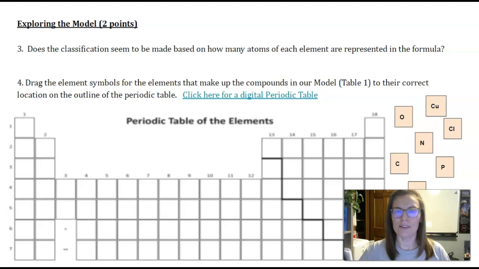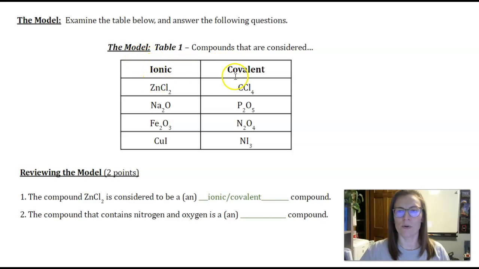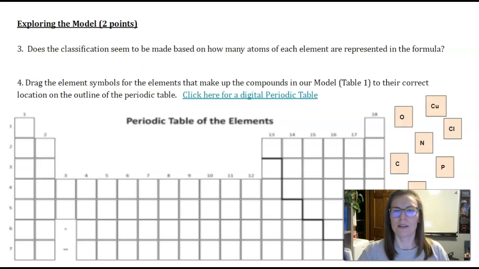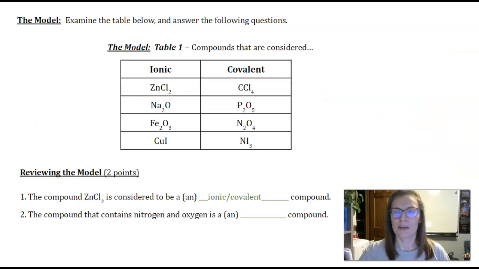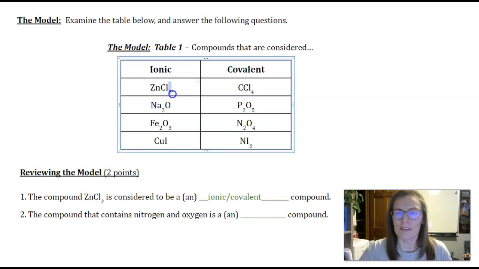Next, we have an activity. Well, before we go to the activity, let's look at number 3. Does this classification, so ionic or covalent, seem to be based on how many atoms of each element are represented in the formula? Well, how do we know how many atoms? That's this subscript here, right? So subscripts tell us how many atoms.